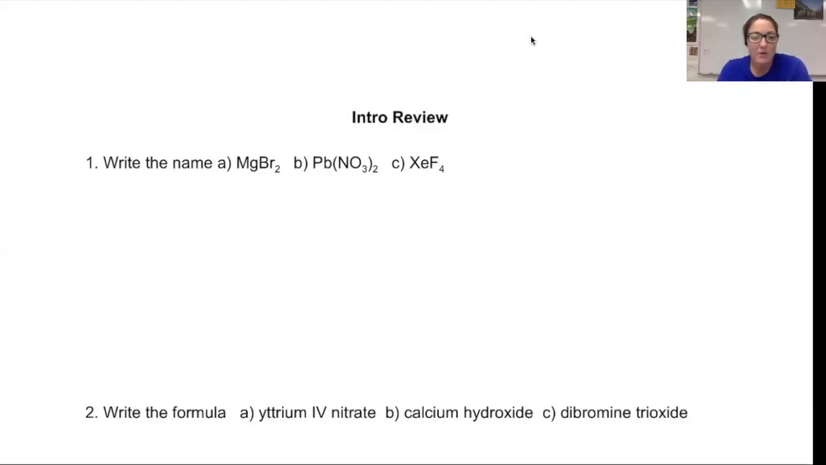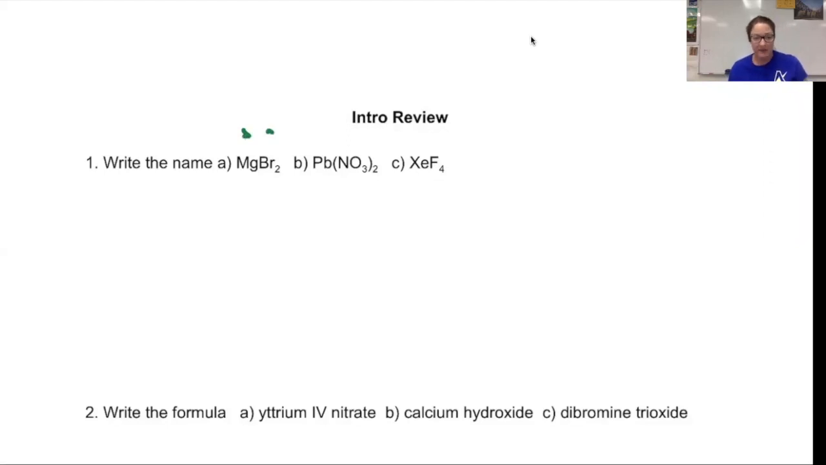Okay, let's take a look at number one. We're going to write the name of these three compounds. So the most important thing when I'm writing the name of the compounds is that I decide what naming system I'm using. So for the first one, for A, magnesium is a metal and bromine is a nonmetal.